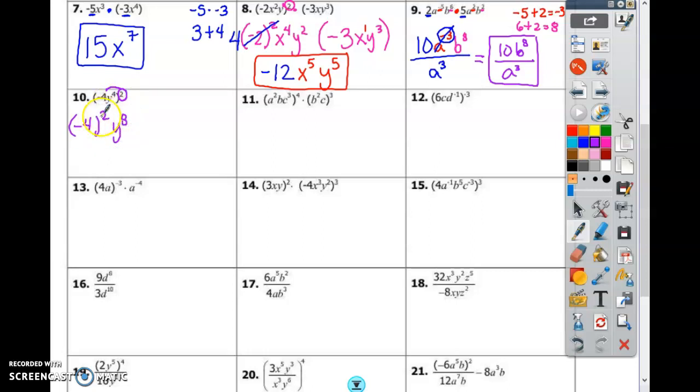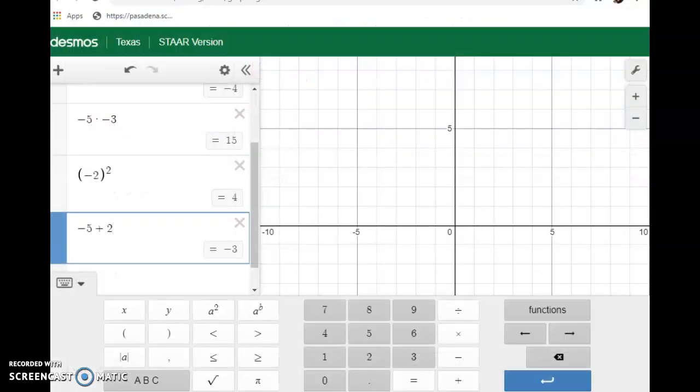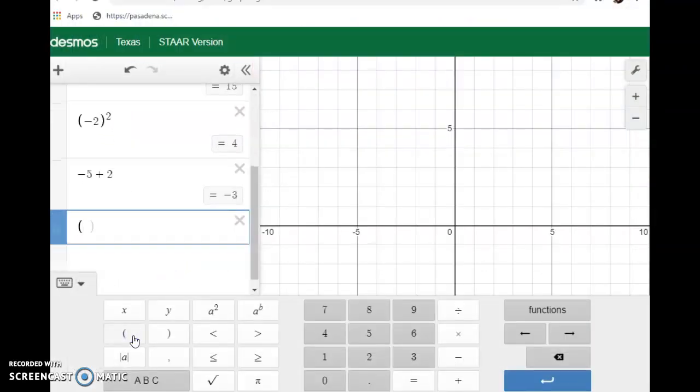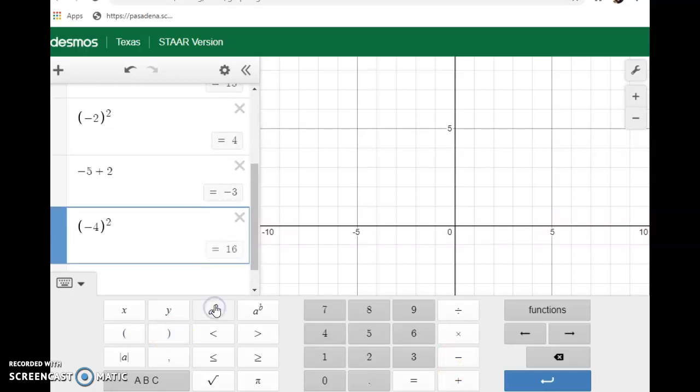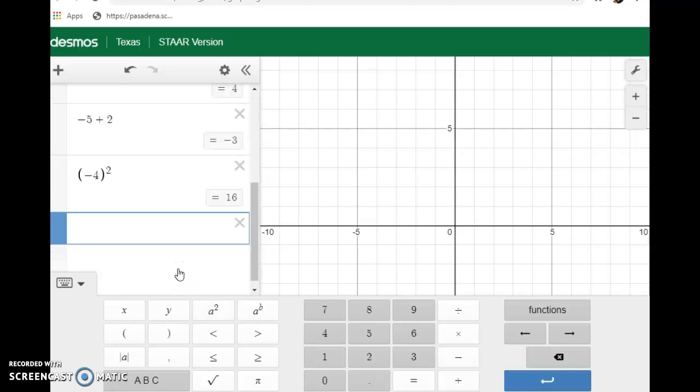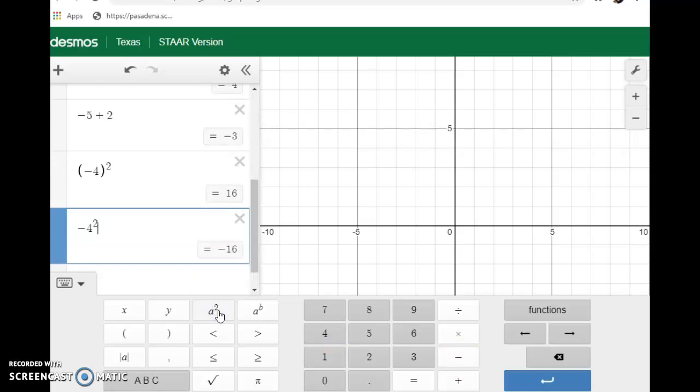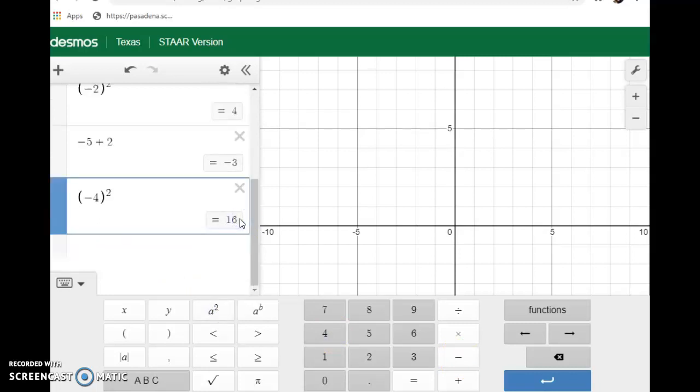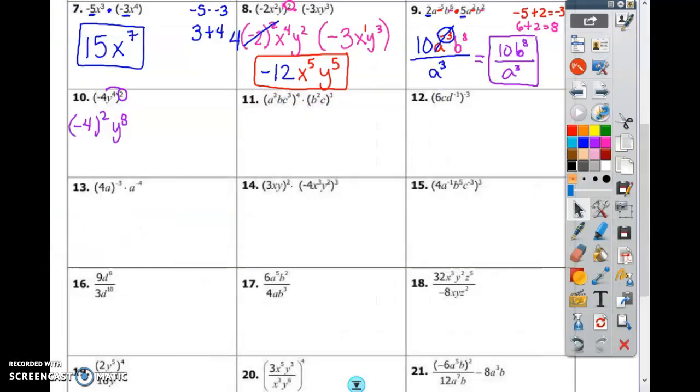Put this in the calculator, what does it give you? Positive 16. Make sure that you don't forget your parentheses, because if not, it's going to give you the wrong answer. Look at this. If I do this, it's going to give me a -16, and that is wrong. That is not correct. Okay, so it's a positive 16.